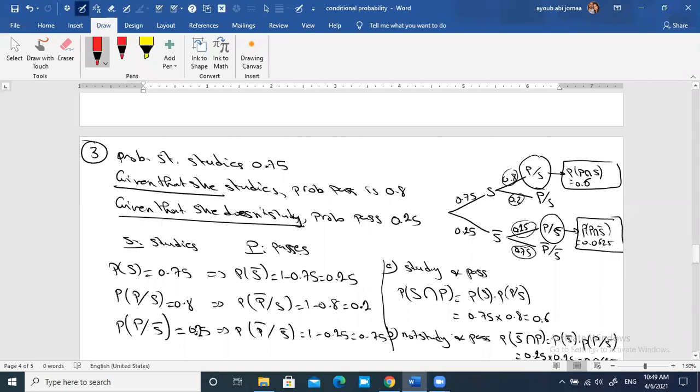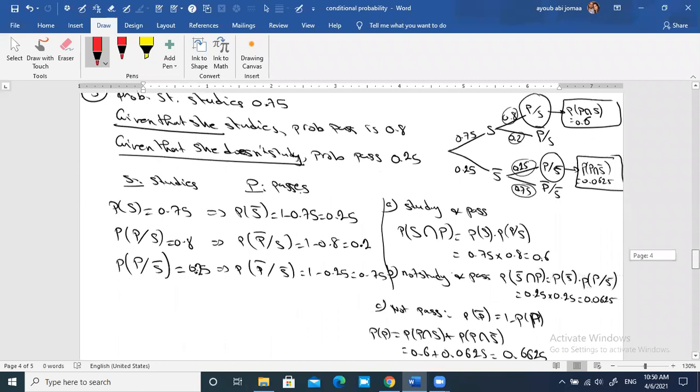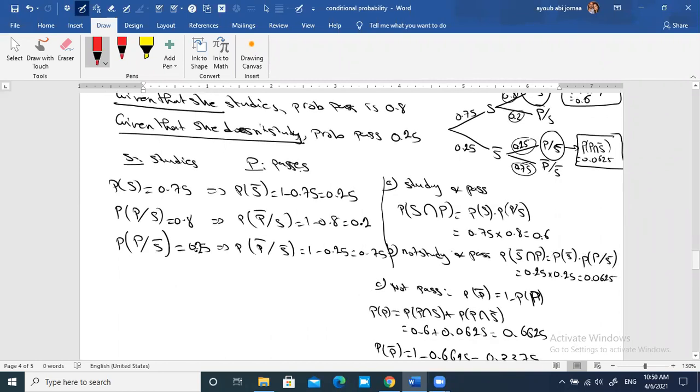Take probability pass given that study, and probability pass given that doesn't study. The sum comes out 1.05, more than 1, whereas if you remember, the probability that the student passes the exam was 0.66. Here you have conditional probability, you can't add.